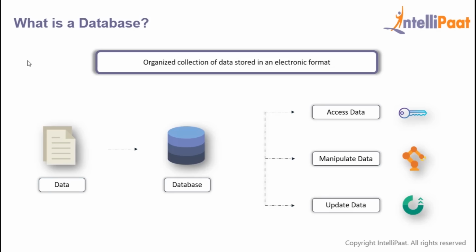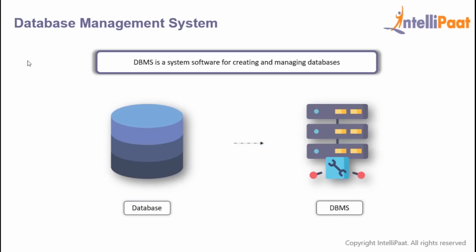So what exactly is a database? Well, simply put, it's just an organized collection of data that is stored in an electronic format. More specifically, a database is an electronic system that allows us to easily access, manipulate, and update the data. Now, the modern databases are managed using something known as a database management system. So, a database management system or DBMS is basically a system software for creating and managing databases. So, the DBMS provides users and programmers with a systematic way to create, retrieve, update, and manage data.